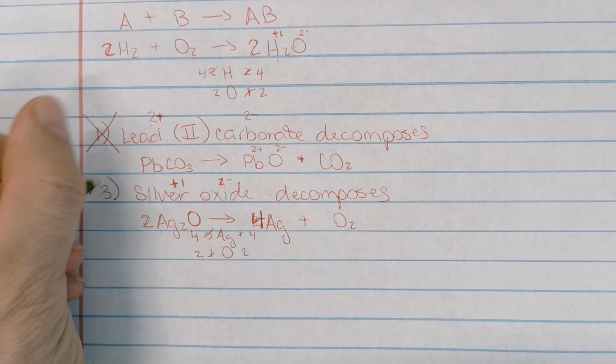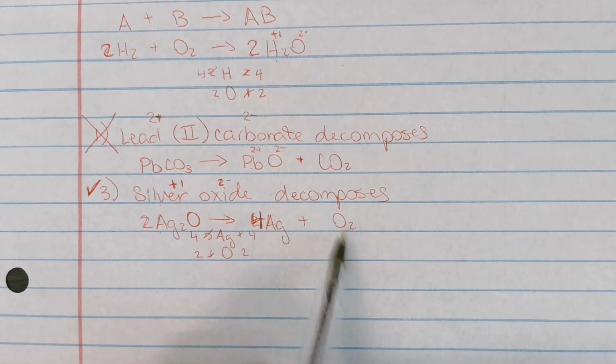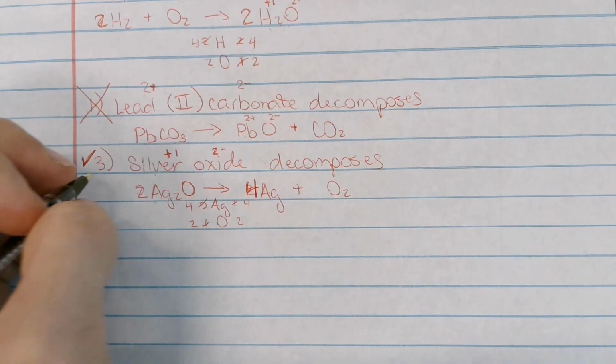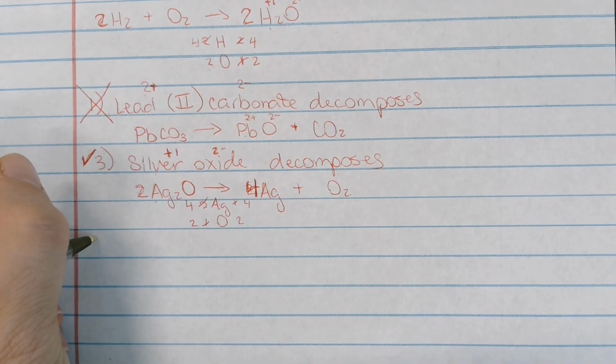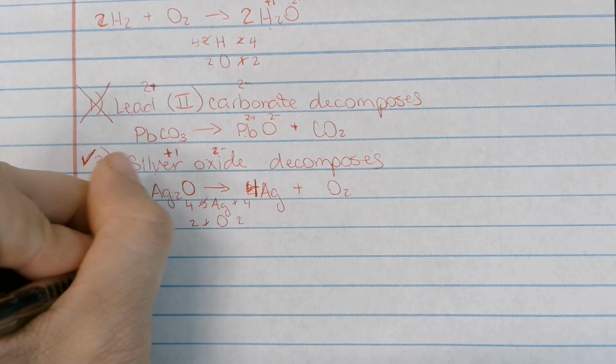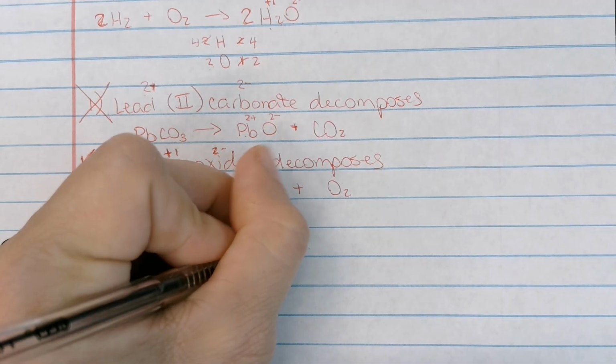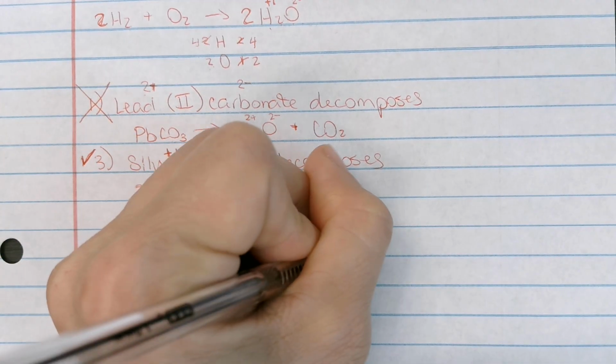All right, something like this can be on the test because it's a simple decomp. The next one is going to be number 4. So number 4 says that we have potassium chlorate, and it's going to decompose.